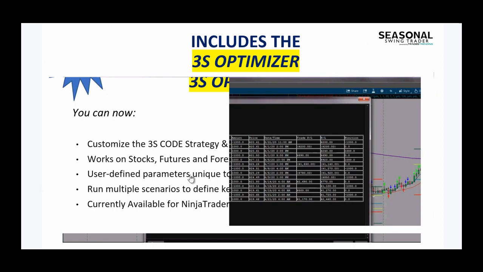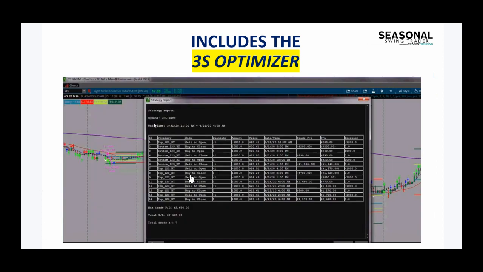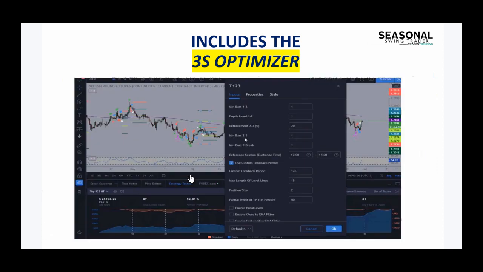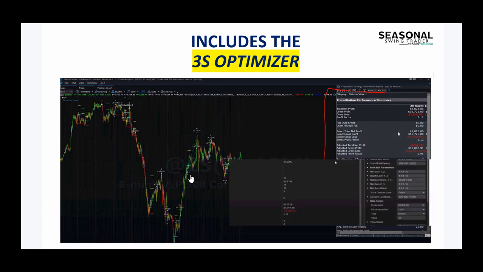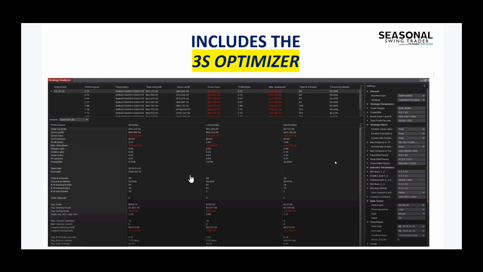So this is me running the 3S optimizer here on crude oil in Thinkorswim. It spits out all of the trading results. Here's what it looks like on TradingView. I'm running the optimizer here on a 4-hour chart of the British pound. Here's what it looks like on TradeStation, giving you all of your results. Here's what it looks like on Ninja 8, giving you a complete data report on using the 3S code.